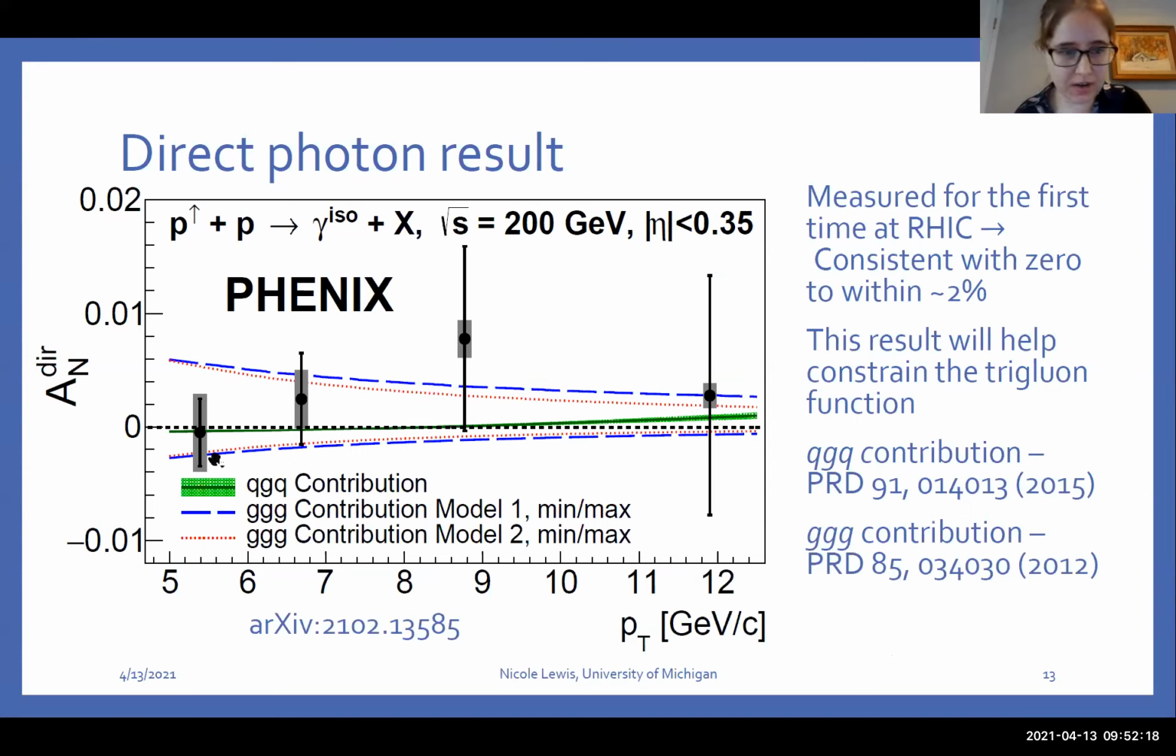And here are the predicted contributions from the quark-gluon-quark correlation function, which includes effects from both the polarized and unpolarized proton. You can see it's predicted to be very small. And then the tri-gluon correlation function contribution can be seen in these blue and red lines. And you can see that at low pT especially, we have the statistical precision to start constraining this tri-gluon correlation function. And you can read more about these results that have been posted on the arXiv.